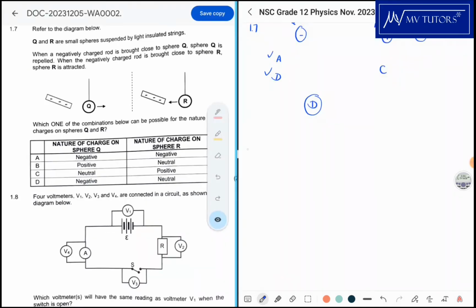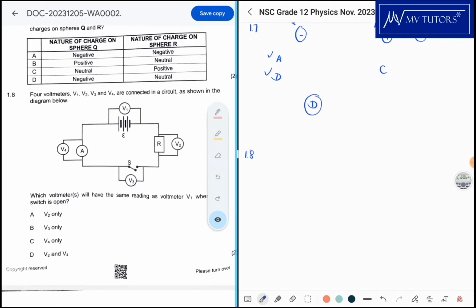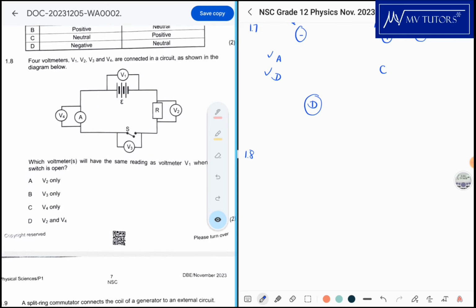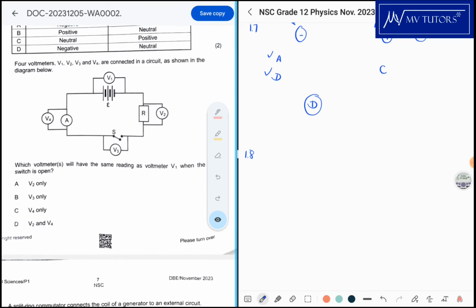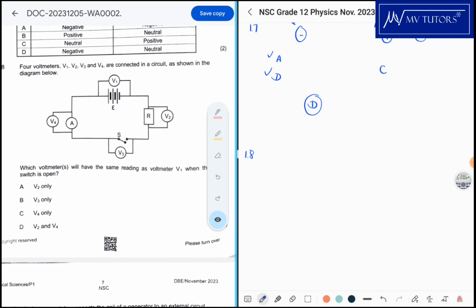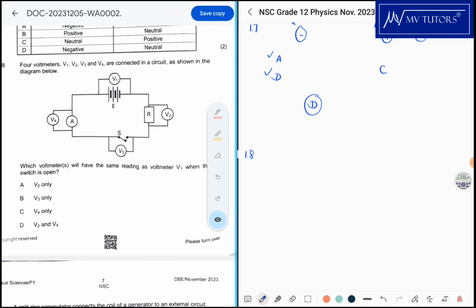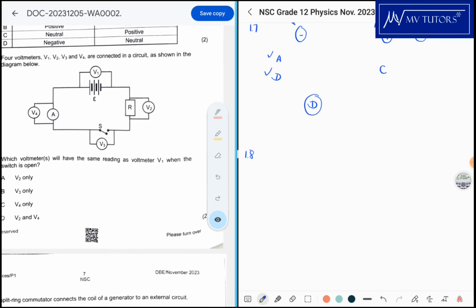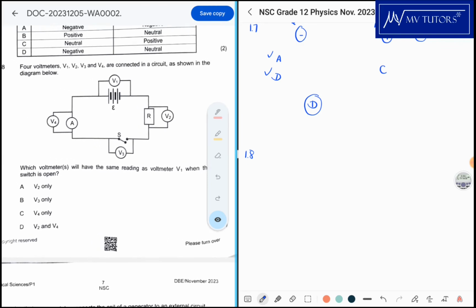Okay. All right, 1.8. We are almost there. Three more questions. So it says, four voltmeters V1, V2, V3, and V4 are connected in a circuit as shown in the diagram below. Which voltmeters will have the same reading as voltmeter V1 when the switch is open?